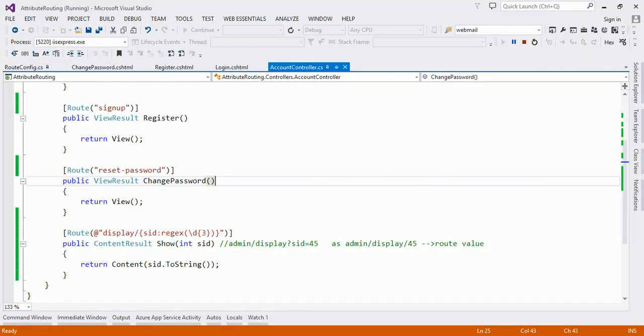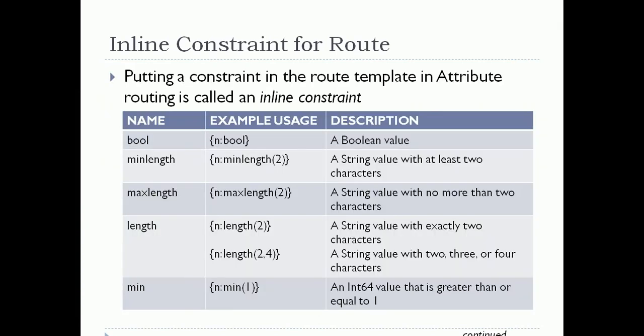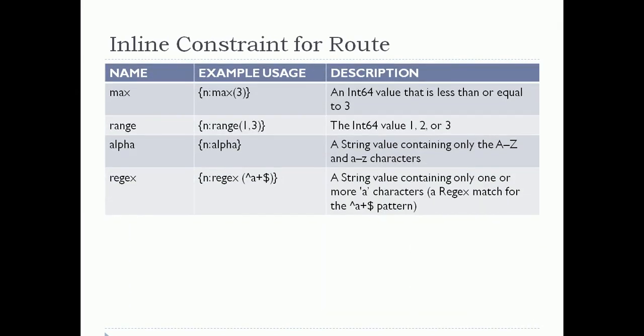So this is all about constraints in attribute routing. Whatever constraints I have listed here, you can try them also: bool, min length, max length, min, then max, range, alpha and regex. Please try it yourself.